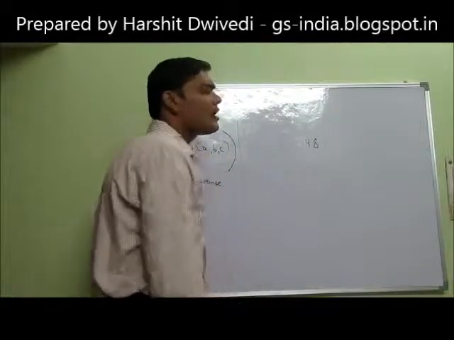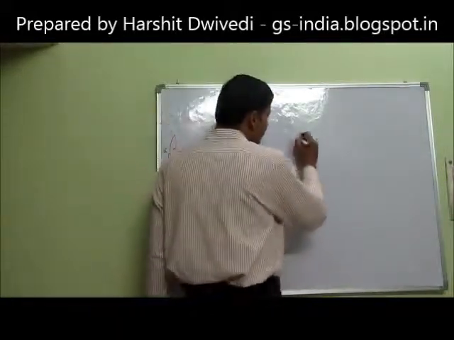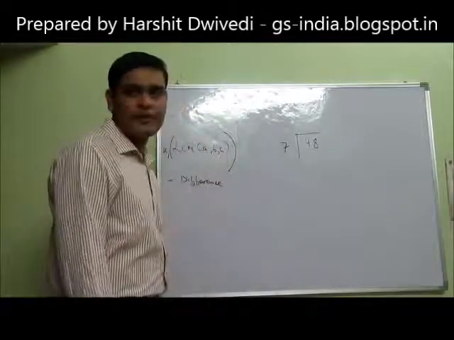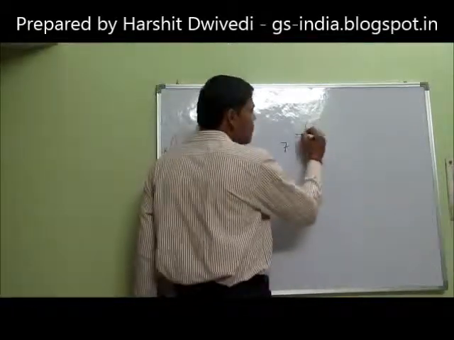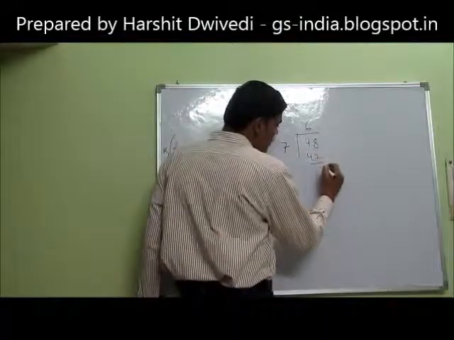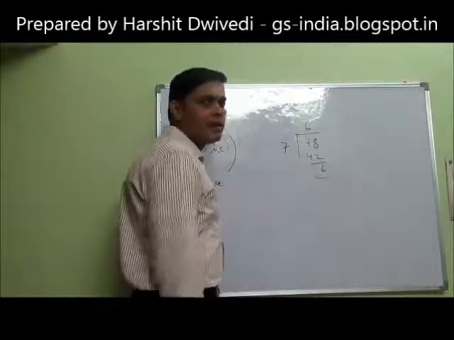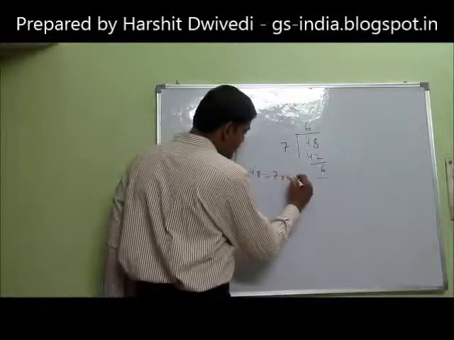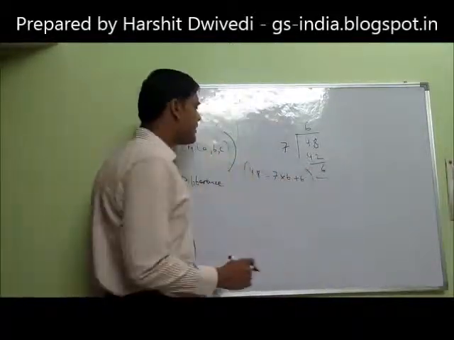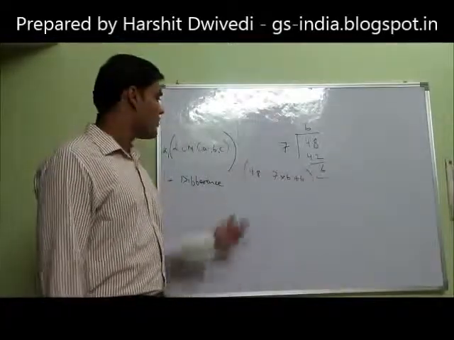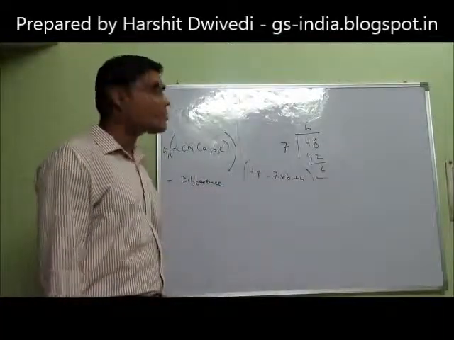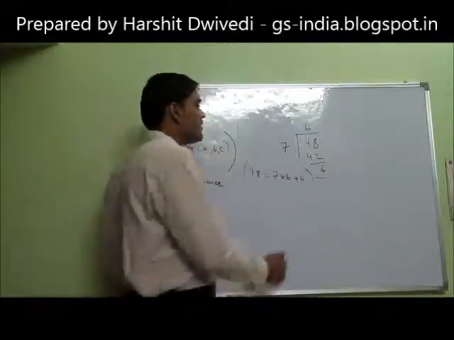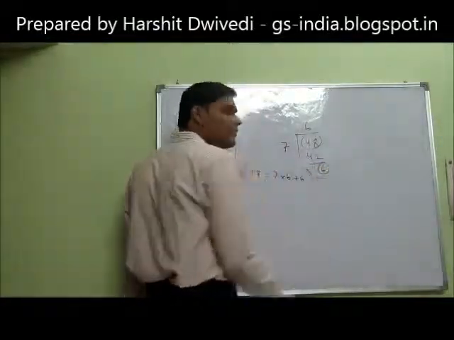Suppose I have a number 48. I divide this number by 7. What can I write here? 7 times 6 is 42. I will write here 42. What will be the remainder? 6 will be the remainder. So one way of writing 48 is 7 into 6 plus 6. 48 can be replaced by 7 into 6 plus 6. If the question is that I am dividing 48 by 7, what will be the remainder? The remainder is 6.